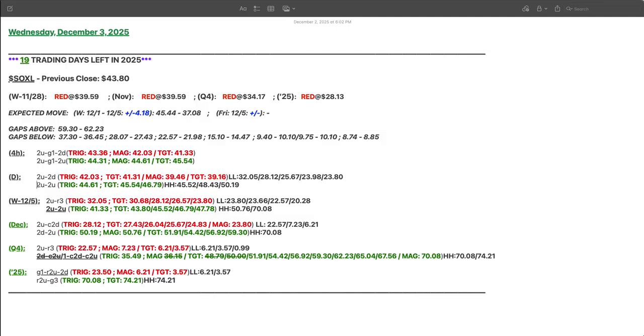If we do go to the upside, again, it's just a 2 up, 2 up continuation. That triggers at 44.61. And we have a target of 45.54 and an extended target of 46.79.